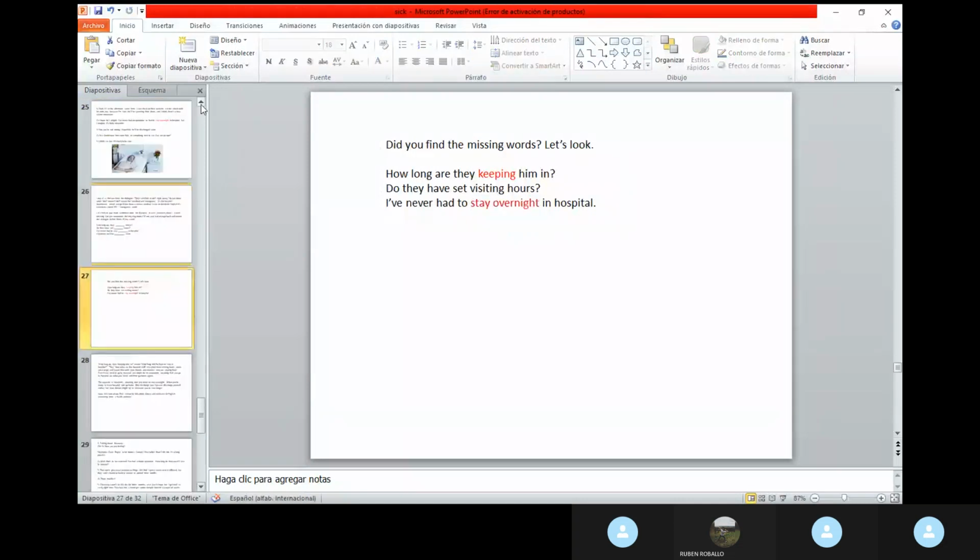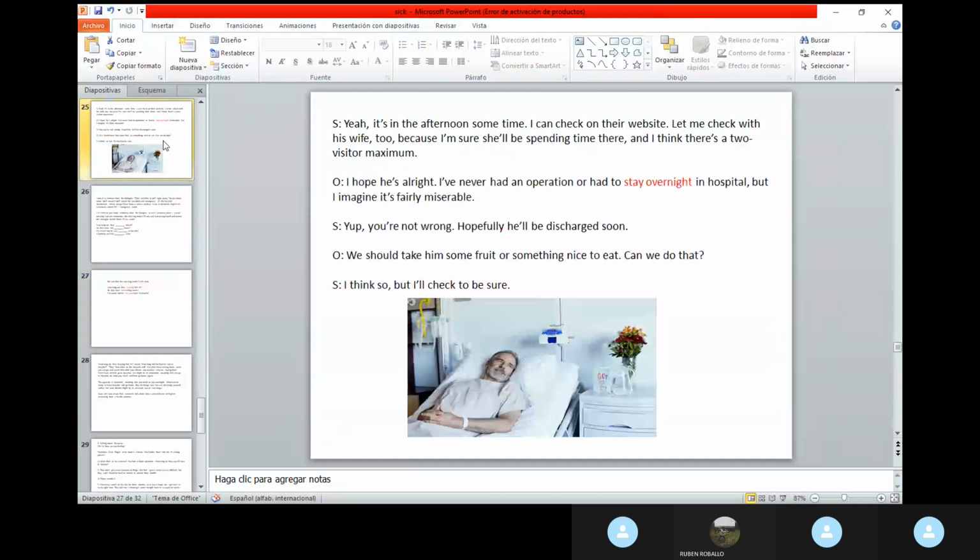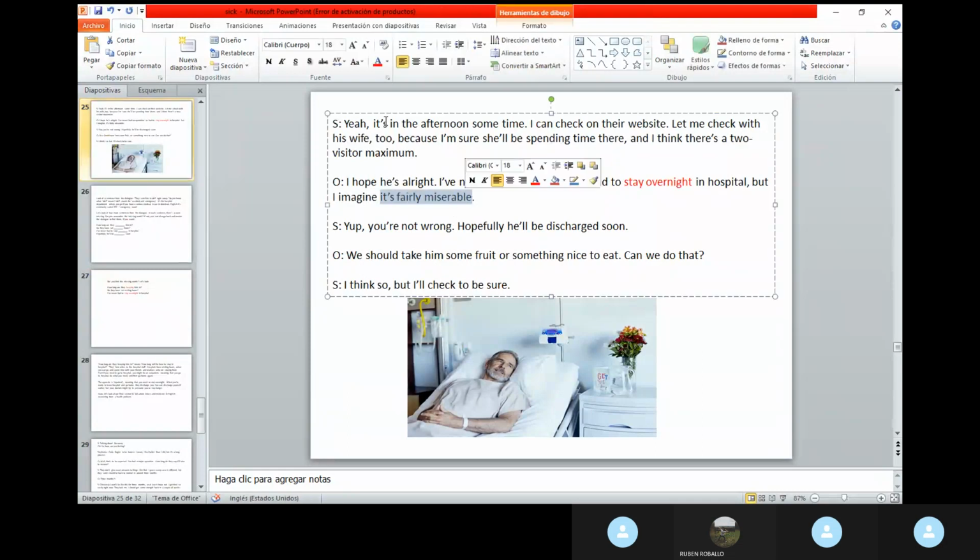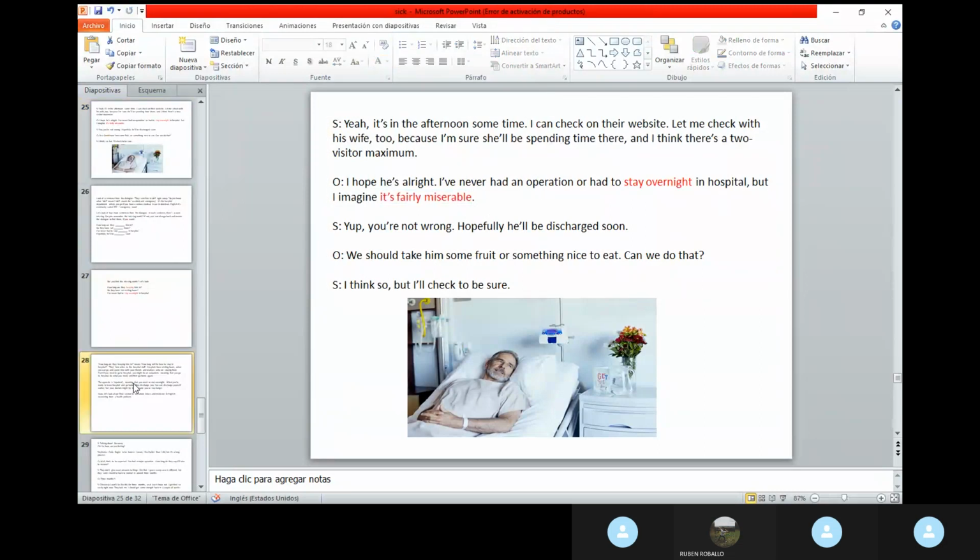Ok, acá también encontramos en la lectura que él dice que debe ser una situación muy, muy mala. Entonces acá vemos que él dice, but I imagine it, it's very miserable. O sea, debe ser algo, una expresión que dice que es muy terrible, porque acá él dice que él se imagina que debe ser muy, muy terrible. Ok.